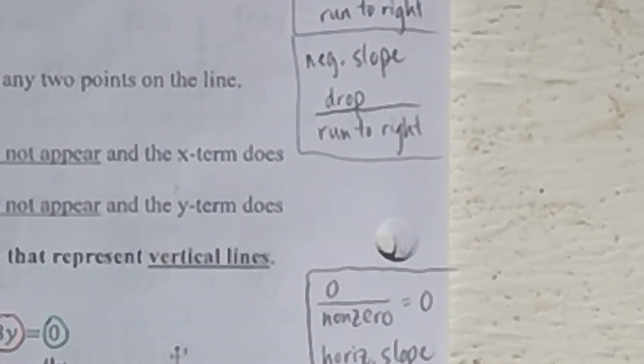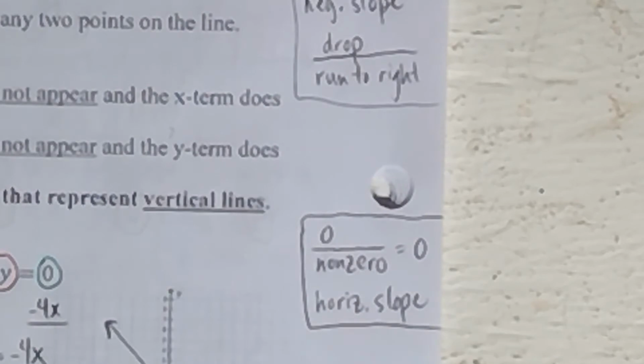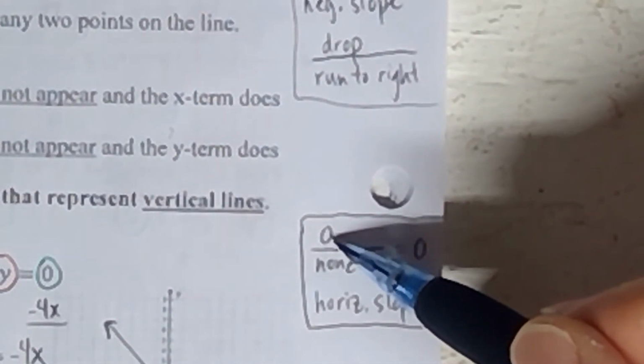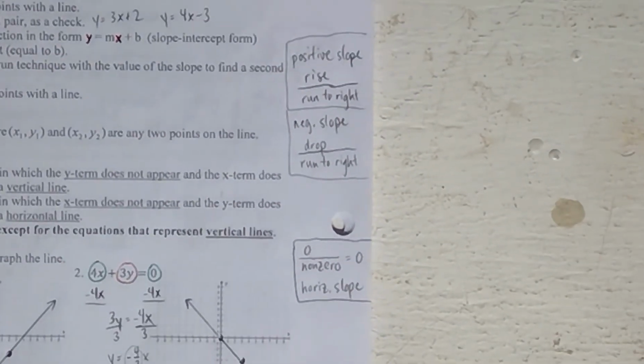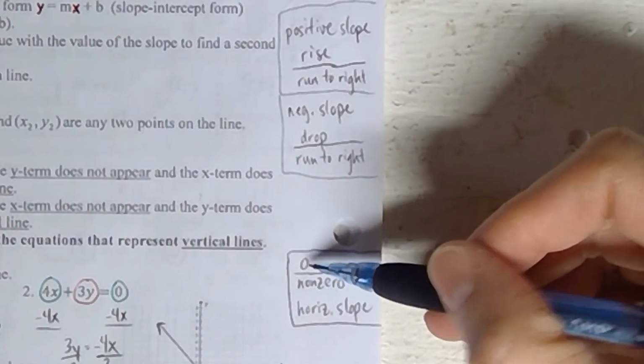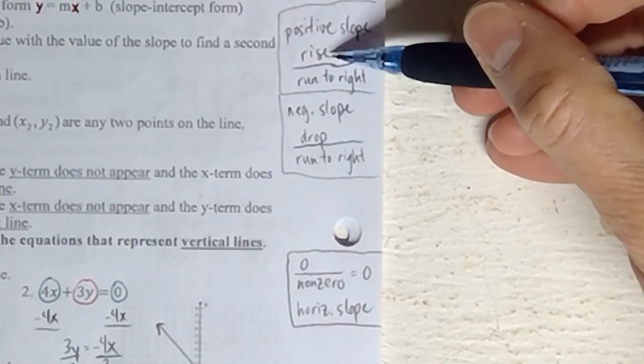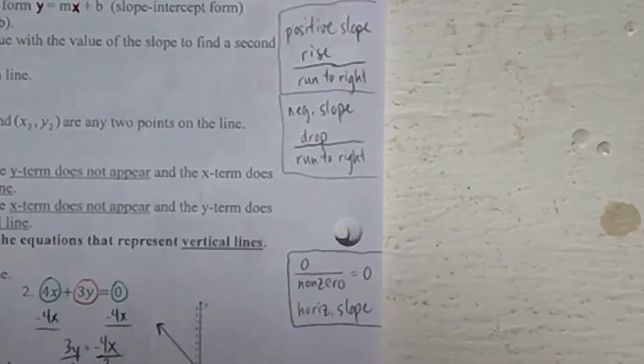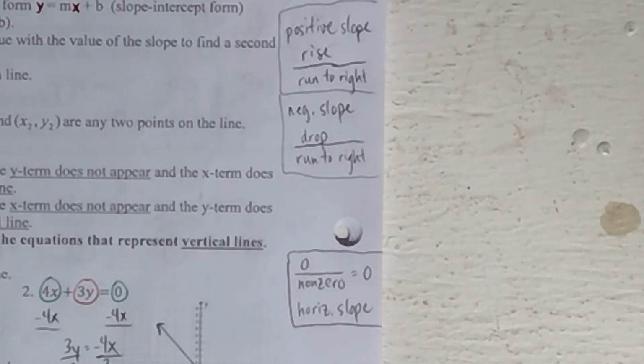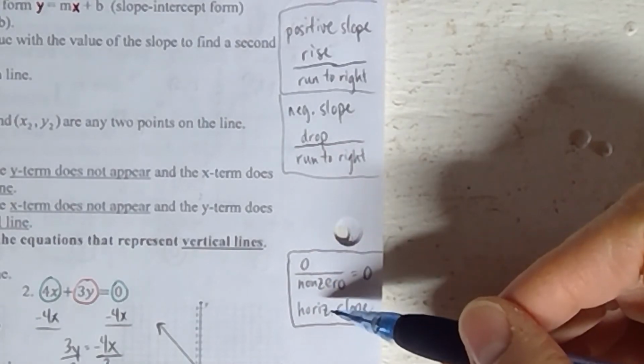Okay, and the reason why it's horizontal is because if the top number is 0, remember the top number has to do with what, you guys? Let me zoom out here just a little bit so you can see everything. The top number has to do with rising and dropping, doesn't it? So if the top number is 0, that means that there is no rising and there's no dropping. There's only one line in the world, you guys, that does not rise and does not drop at all. Okay, and that's a horizontal line. So that's the reason why it makes sense that when the top number is 0, it's horizontal.